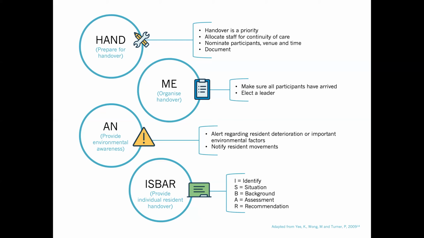Step 3, N. Handover should ensure that staff are notified about and potentially alerted about residents who may require significant levels of care or attention, those who may be deteriorating, any relevant occupational safety issues that may affect on safety, and potential patient movements. All staff should be aware of the clinical and environmental context in which they will be working. And step 4, ISBAR.